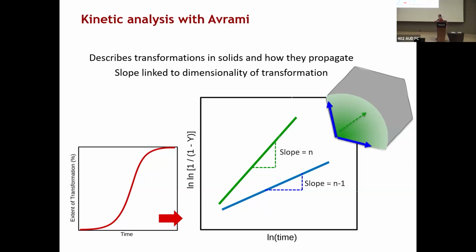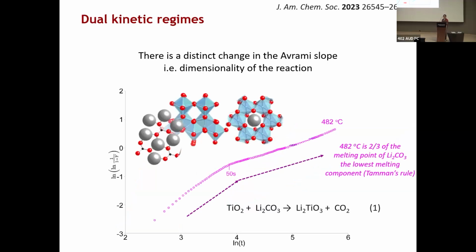So it might be 2-dimensional or it might be propagating in 3 dimensions, whereas if you have something that's a lower slope, that's a lower dimensionality of propagation. And so when we take some of that data that we have on this reaction, and now this is done at 482 degrees C, which seems random, but that's 2/3 of the melting point of the lowest melting solid, lithium carbonate.